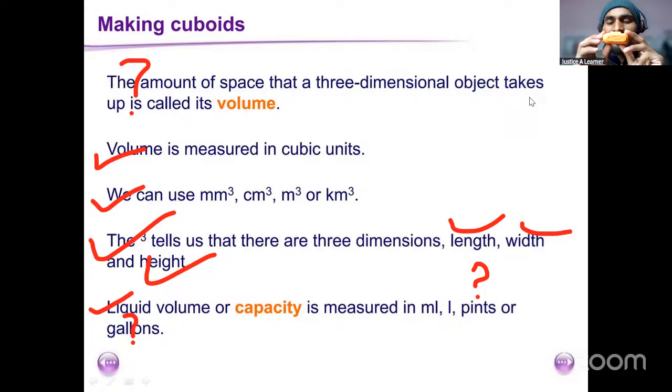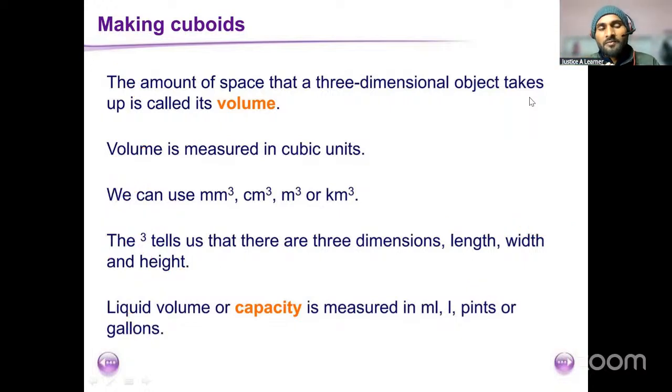So if I need to find the volume of this cuboid, I need to find the liquid, if I fill it, how much liquid can be filled into it or into a box. So anything which fills the whole system, when we are talking about cuboid or cube or cylinder, if it is filled with that stuff, that is called volume. So the amount of space that a three-dimensional object takes up is called its volume.